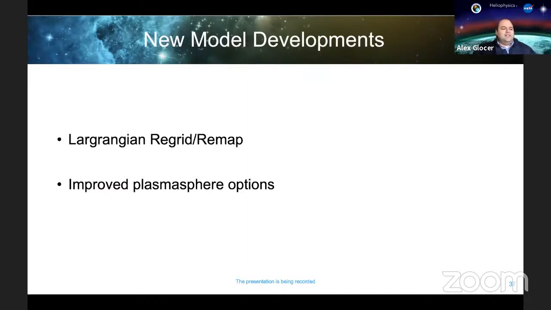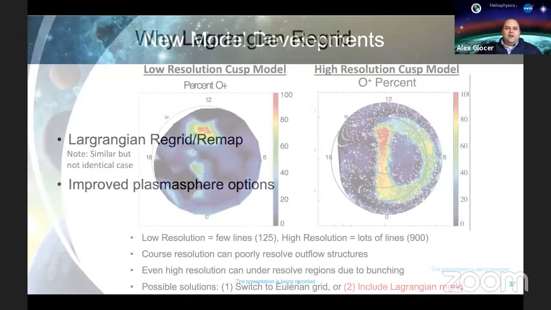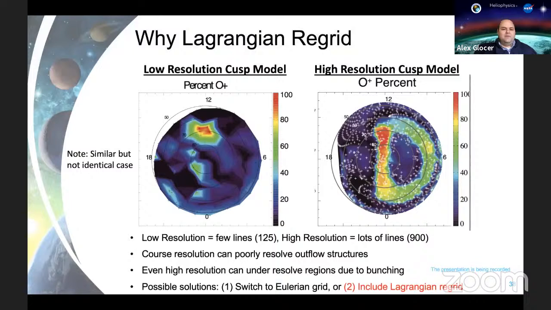So I'd like to finish up the talk by moving on from some science studies and talk about the future a little bit, and what are some new model developments that I've been working on that are coming down the pipe and can lead to some improved future studies. So the first one I want to talk about is Lagrangian remap.